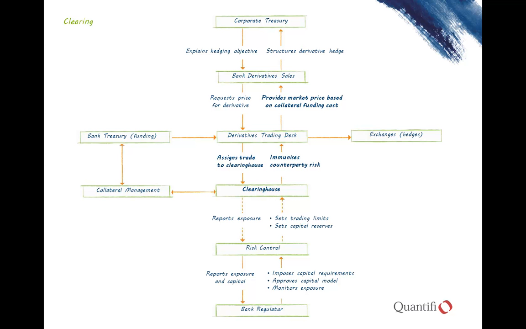Not all trades can be cleared. Clearinghouses will only be able to handle standardized contracts, and the Dodd-Frank and EMIR regulations specifically exempt corporate end-user hedge transactions, as in our example, from mandatory clearing. It is estimated that at least a quarter of derivative transactions will remain OTC, so banks will need to maintain both CBA and clearing workflows.